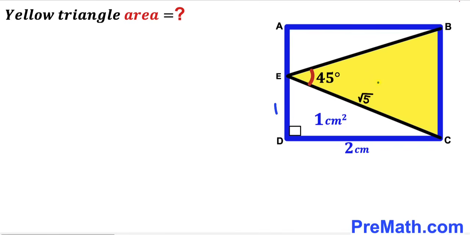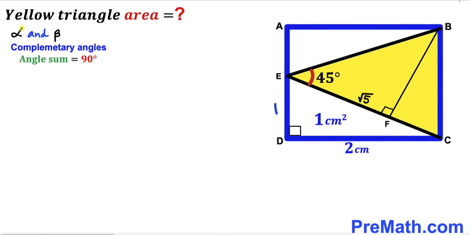Since we are interested in calculating the area of this yellow shaded triangle, I have dropped this perpendicular BF on this base CE. Now we know that the base of this yellow shaded triangle is square root of 5. So if we could somehow find the value of this height BF, then we could easily calculate the area of this yellow shaded triangle BEC.